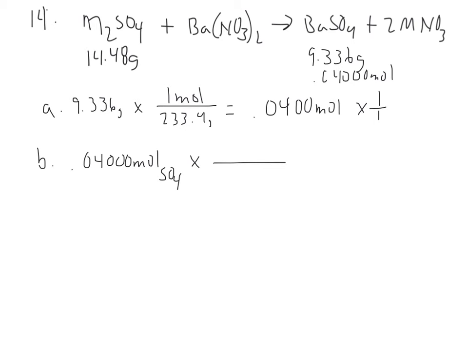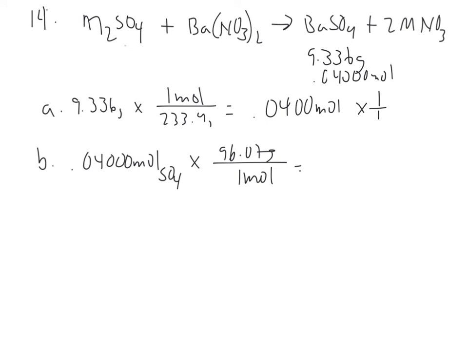I go ahead and take my 0.0400 times the 96.07 grams in a mole of SO4. And when I do that, I end up with 3.84 grams of SO4. So for B, you could either leave it at the 0.04 moles of SO4, or you could change it to grams. Eventually we're going to need it in grams anyway.